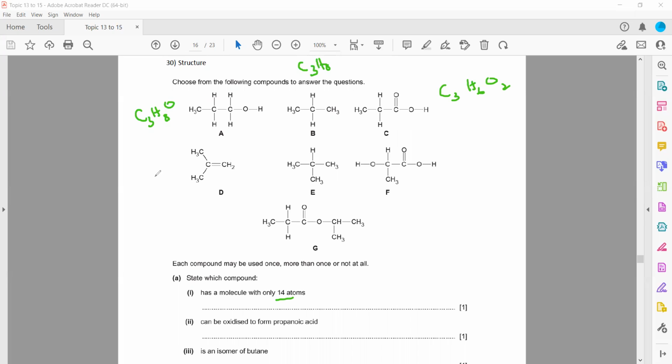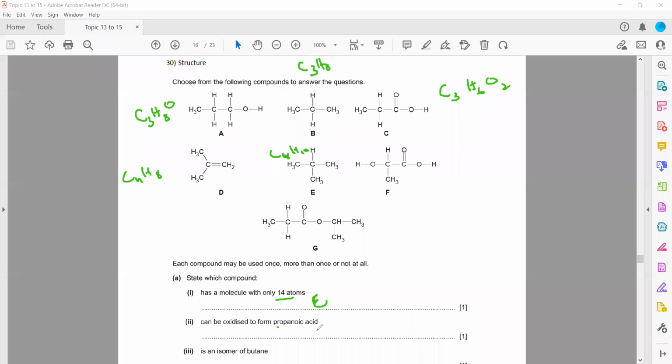What about this one? 1, 2, 3, 4. So C4. 3, 6, 7, 8. So C4 and H8. So it is having 12. When we check for this one, 1, 2, 3, 4. So C4. And 3, 6, 9, and 10. So C4H10. So 4 plus 10, total 14. So it means option E is the right one, because E contains a total of 14 atoms.